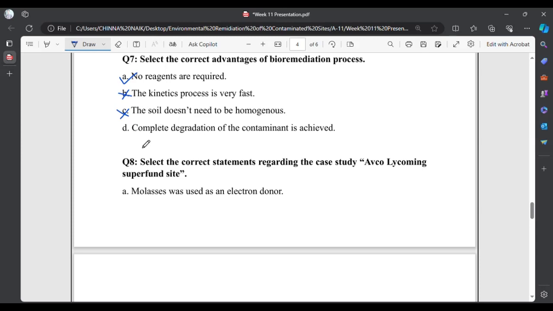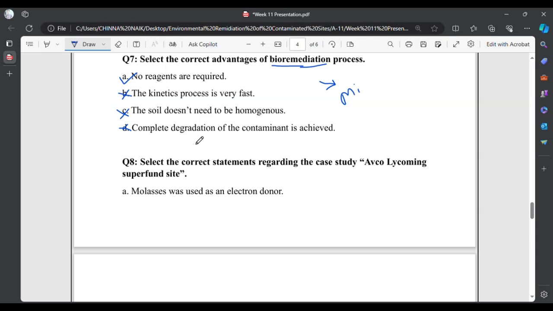And the third, option B, complete degradation of contaminant is achieved. Is it true or false? In biodegradation, complete degradation won't occur, but in mineralization complete degradation will occur. In bioremediation there is no guarantee that 100% biodegradation will occur. There are more chances that a few contaminants will still not be remediated by the microorganisms. So this statement is false.